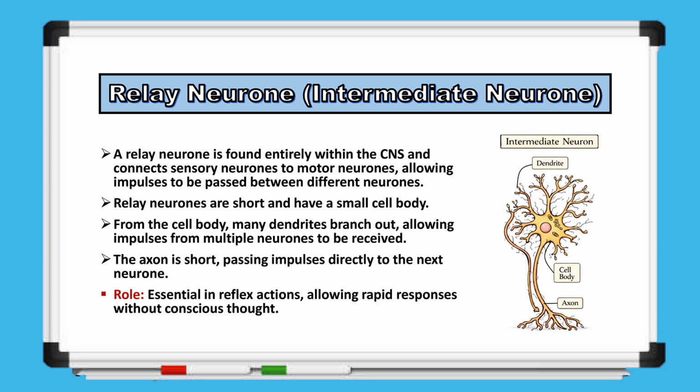From the cell body, several dendrites branch out, allowing the relay neuron to receive impulses from multiple neurons at the same time. The axon is also short and carries impulses directly to the next neuron, ensuring efficient signal transmission. The role of relay neurons is crucial in reflex actions, as they enable rapid responses without the need for conscious thought, protecting the body from harm. In the diagram, the main labeled parts of a relay intermediate neuron include the dendrite, cell body, and axon.